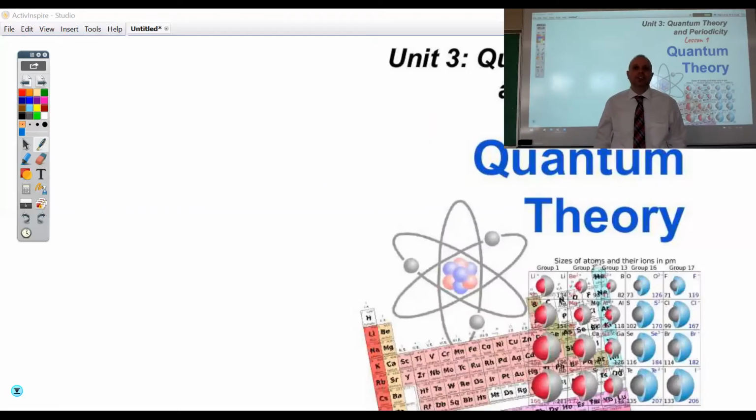Hi, everyone. Today we're going to begin Unit 3, which is called Quantum Theory and Periodicity. Today what we're going to focus on is the quantum theory aspect of this unit. One of the things that we're going to be looking at as we go through this is the relationship between electrons and waves. And to do that, we're going to start by going over a few basic terms that you need to know in order to talk about electrons and how they behave like waves.